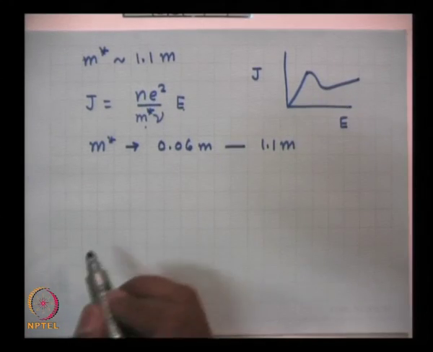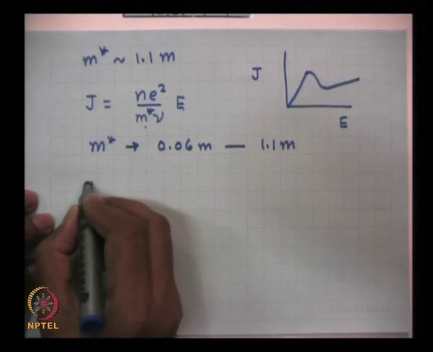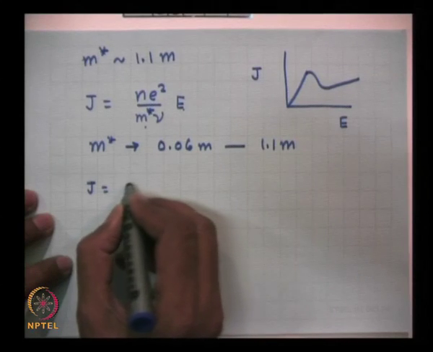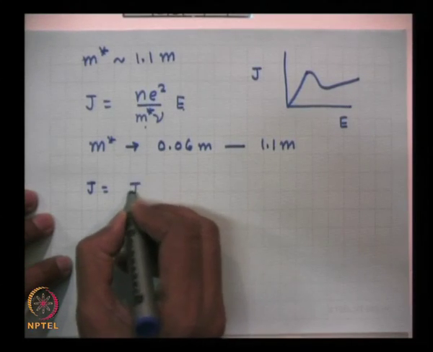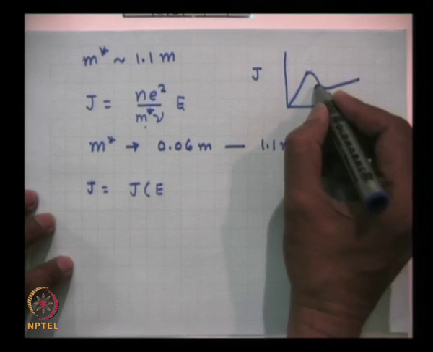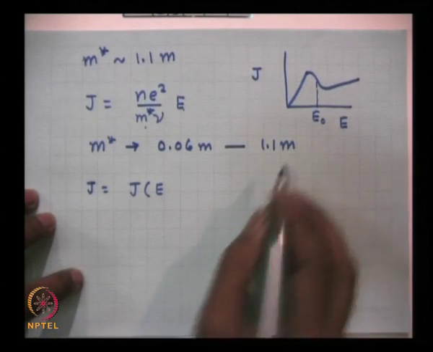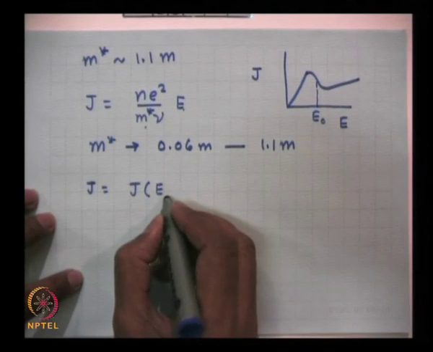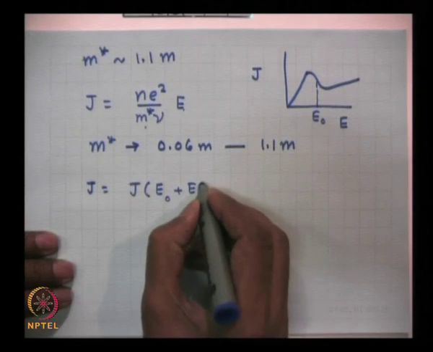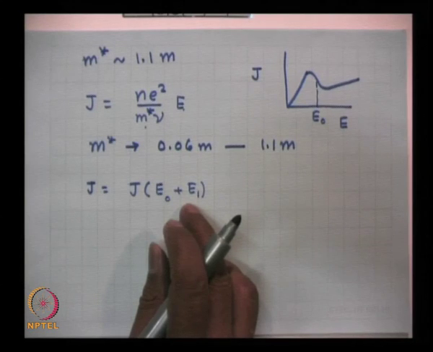Now, what is the consequence of this? You can very easily see. If I have J, say current density, as a function of electric field E. Suppose the electric field that you apply is biased at this value E0. The external battery that you have applied in the circuit, suppose, produces an electric field E0. But suppose there is a small fluctuation in the electric field E1. I would like to find out what is the consequence of this enhanced electric field in the semiconductor.